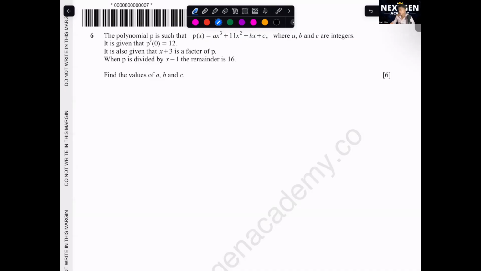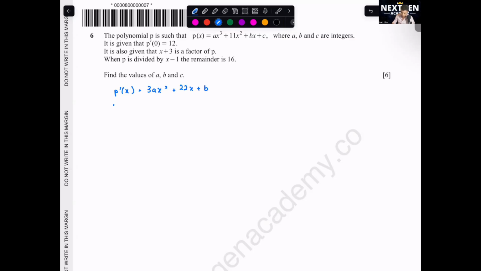A, b, and c. So we predict that we might need 3 equations here, right? Because you have 3 different unknowns. We see which one is the easiest to find first. You all know what p'(0) is, or not? P' is differentiation, your first derivative. So let's find p'(x) first. Using the power rule, p'(x) = 3ax² + 22x + b.